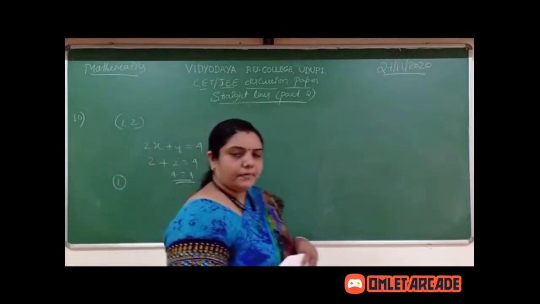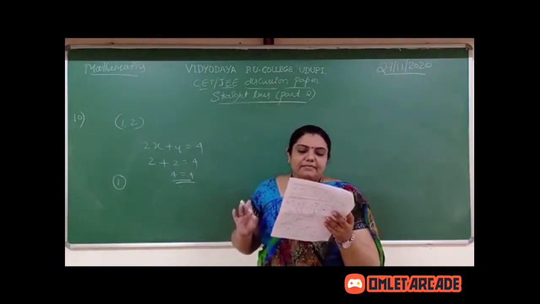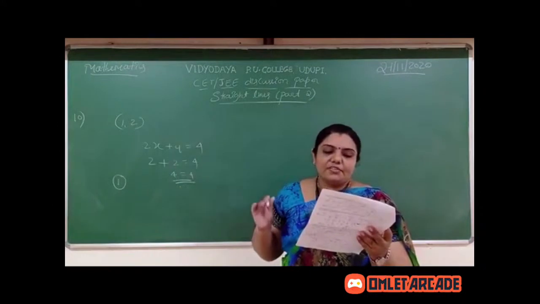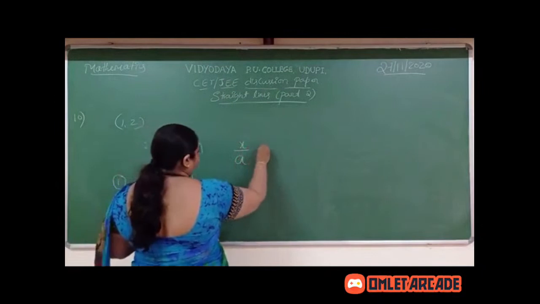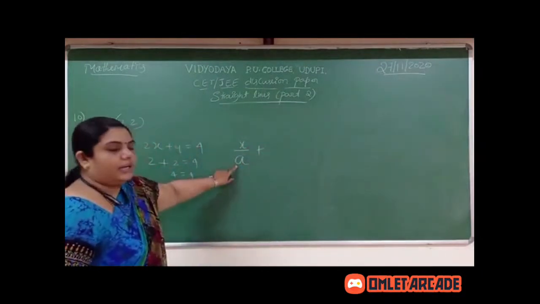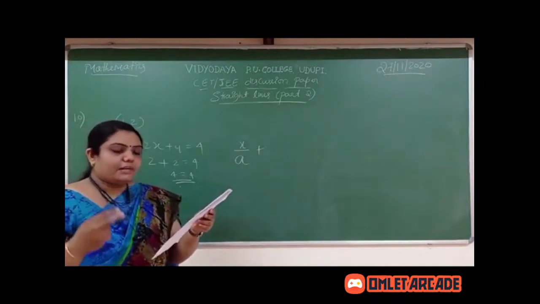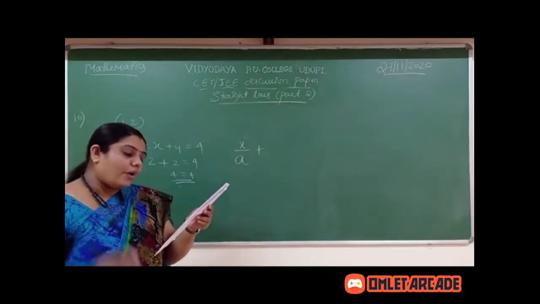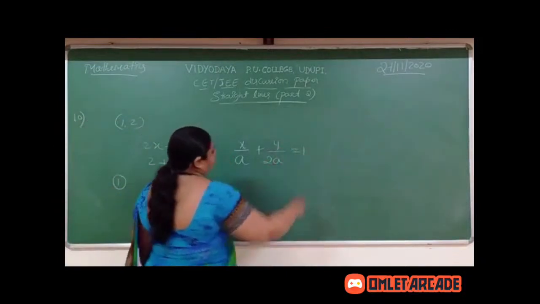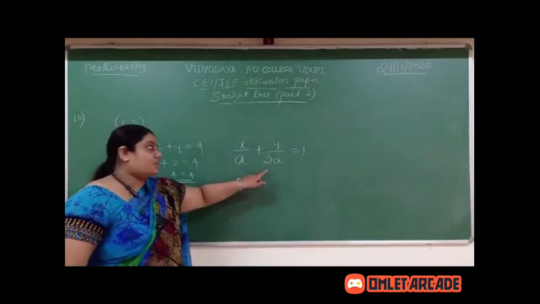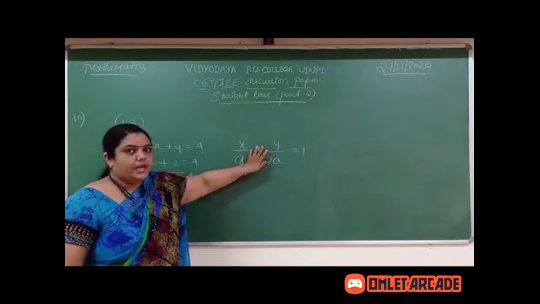Can I use the shortcut method here? Or the direct method will be: the intercept cut off by the line on the y-axis is twice that from the x-axis. If the x-intercept is a, then the y-intercept will be what? The intercept cut off on the y-axis is twice that from the x-axis. Can I take y by b is equal to 1? Instead of b, can I take twice the x-intercept, that is 2a? So this is the equation here.